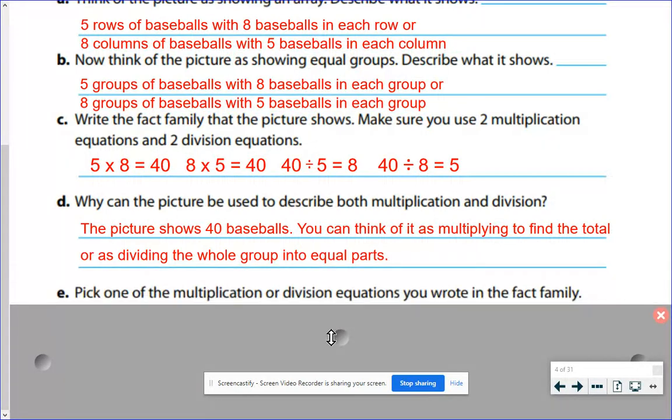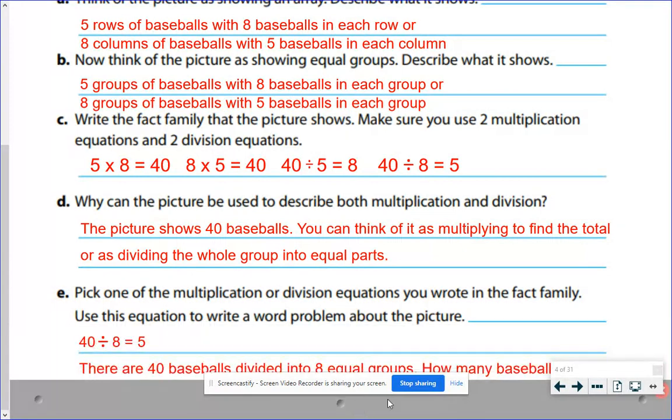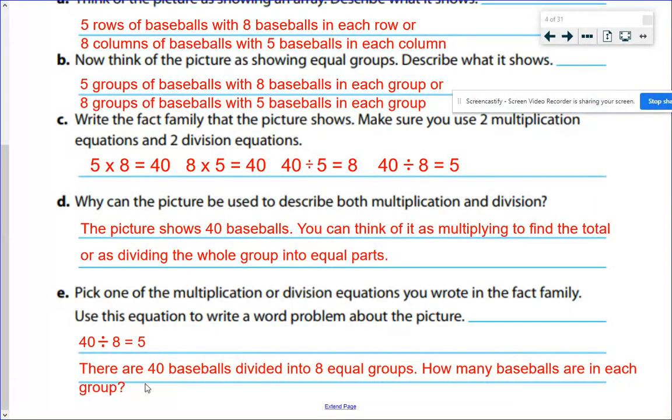Pick one of the multiplication or division equations we wrote in the fact family, and we could use that equation to write a word problem about the picture. And here's just an example that the teacher page had. There are 40 baseballs divided into 8 groups. How many baseballs are in each group? In class, students came up with different word stories and we shared them out with one another.